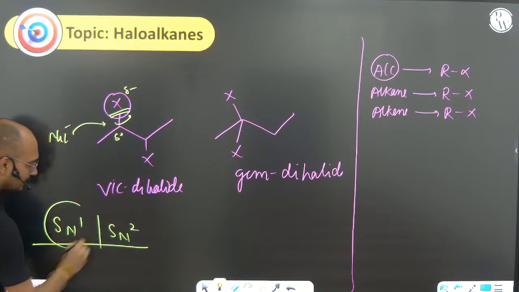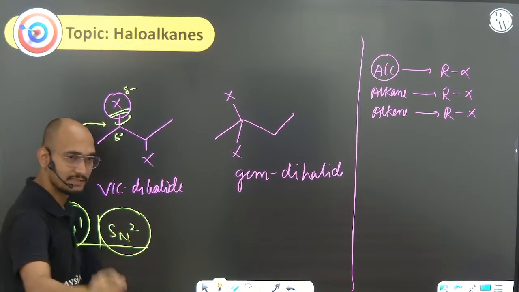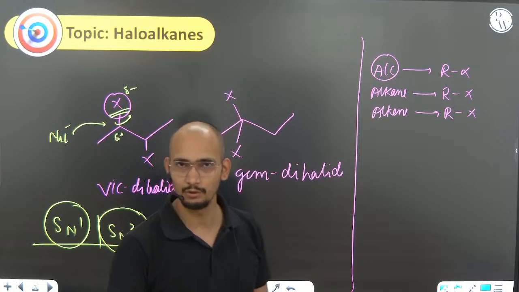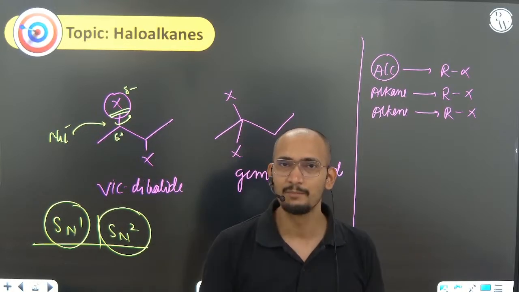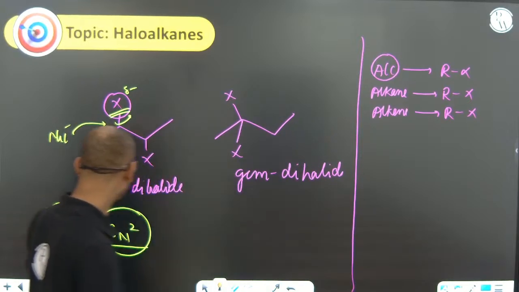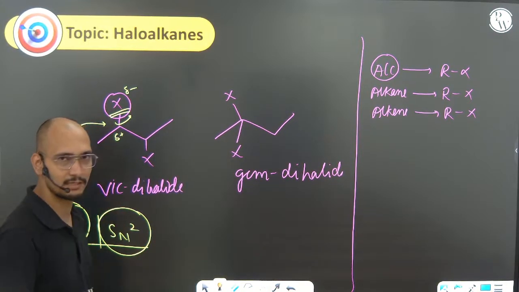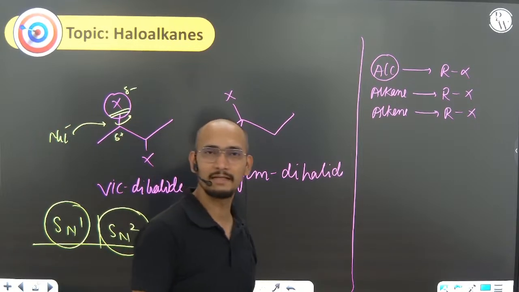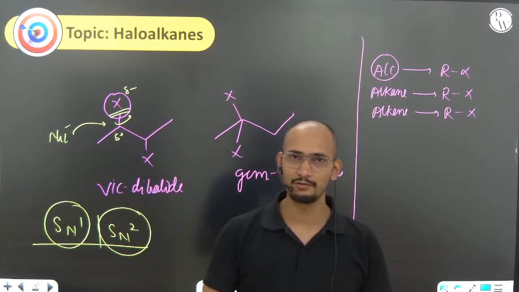Now, when SN1 will it give, and when SN2 will it give? See, I'm telling everything just verbally, because it's a revision class. So I am just reminding you of all these points. Now, when will it give SN1 and when will it give SN2? For SN1, there are a few conditions you have to always keep in mind.